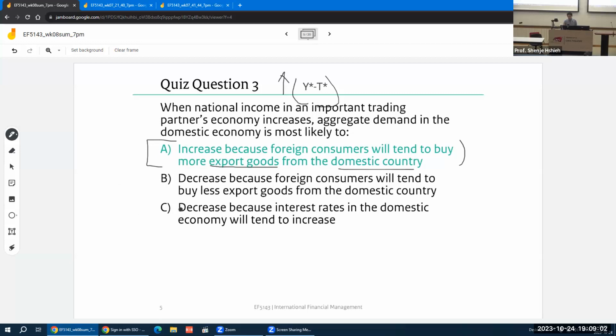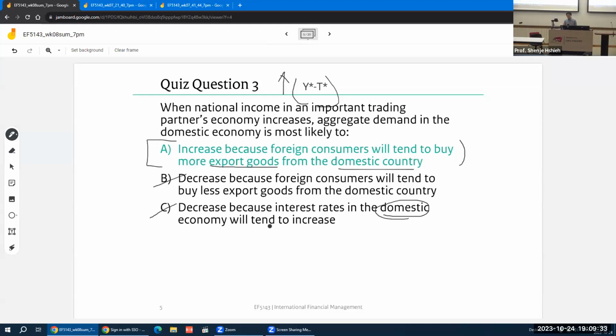All right, and C: decrease, because interest rates in the domestic economy will tend to increase. I think this is supposed to be for the foreign economy, not us. So actually nothing should have happened. We typically assume that domestic interest rates have nothing to do with foreign interest rates. It's totally unrelated. But if you replace domestic economy with foreign economy, then C would be the correct answer, but it's not. So C is wrong and B is wrong. And I hope you can see that.